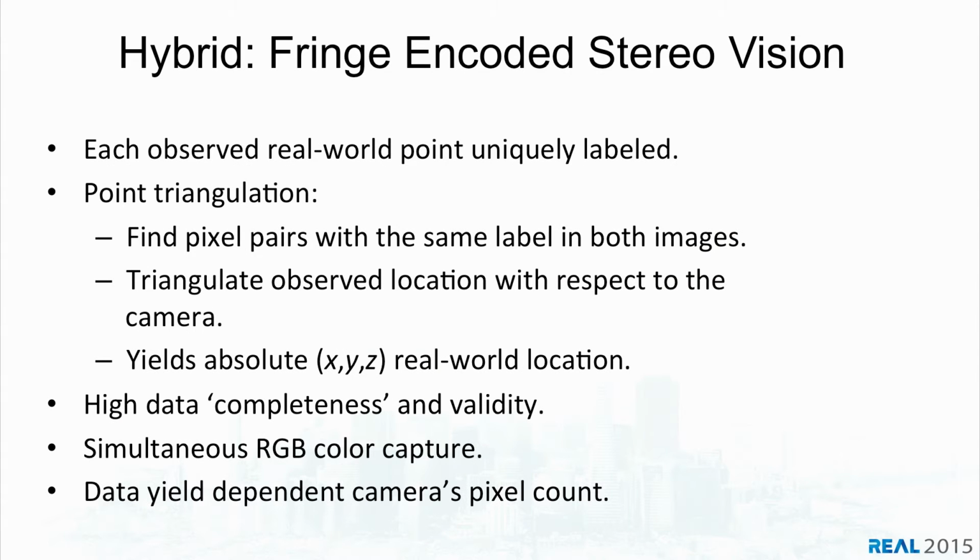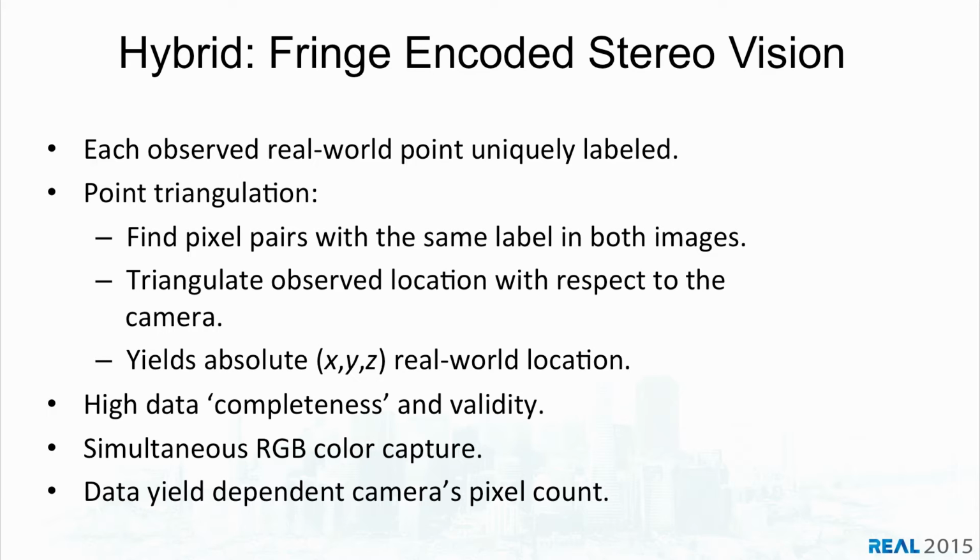So then we combine them together, and what that gives us is none of the disadvantages and all of the advantages. Each point that both cameras look at is uniquely labeled. Then we do the triangulation, so we find the pixel pairs for each same label. Then we triangulate all the points, and this yields one absolute point. We do that for all the points that both cameras are looking at, and then you get a very large point cloud. This gives us very high data completeness and validity, and we can simultaneously capture the color.